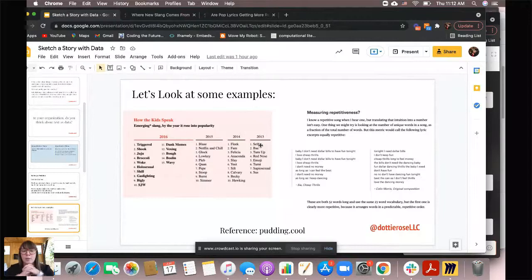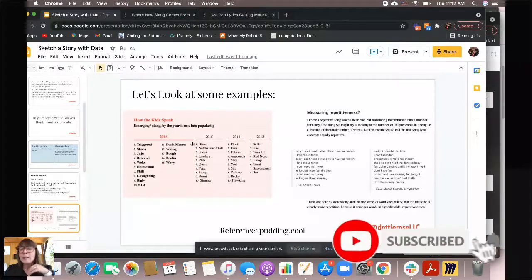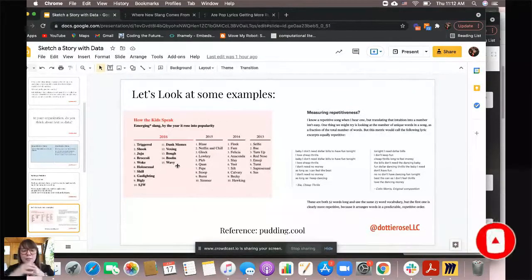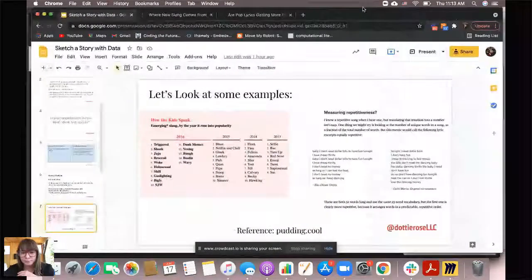So the first thing that I want to mention here, let's look at some examples. And this is a little bit old, and again, more research is being done. But I think this is a great example about emerging slang. This information was pulled from music that kids were listening to, and how that vernacular and verbiage begins to become slang in our everyday work.